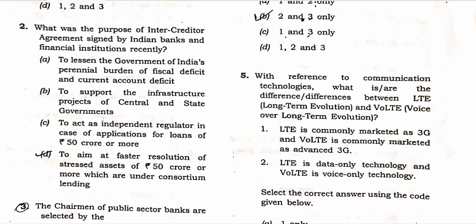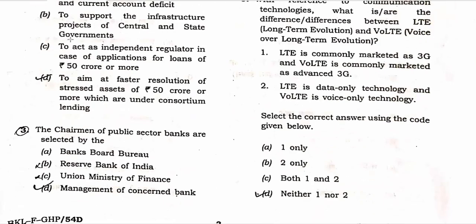statement is actually D. For the third one, the chairman of the public sector banks are selected by. If you have seen your current affairs and if you know about the program called Indradhanush, you would have come across the term BBB, that's the Banks Board Bureau, and there were nearly 75 people in leadership roles who have been appointed as chairmen of the public sector banks. Who has been selecting them? It is the Banks Board Bureau.